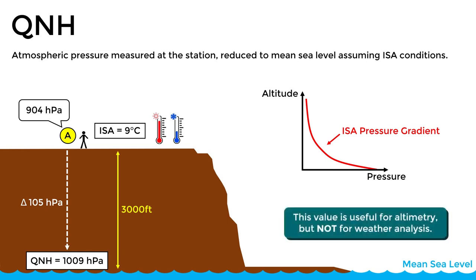The QNH is very useful for altimetry, since barometric altimeters are calibrated and designed to use standard conditions as reference. However, if what we want is to analyze horizontal pressure variations for weather observations and forecasts, it is necessary to take into account the effect of the actual temperature, which means that the QNH is not useful anymore.